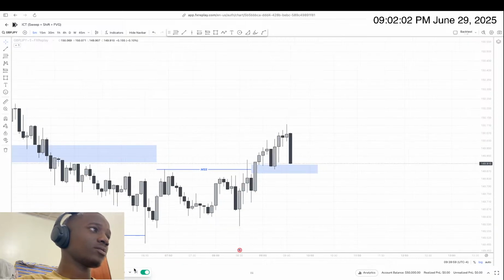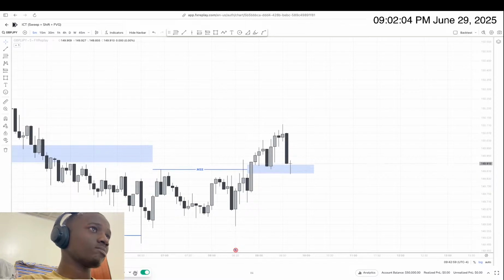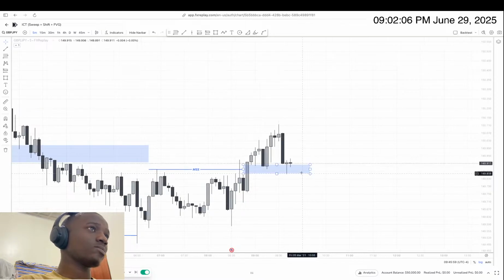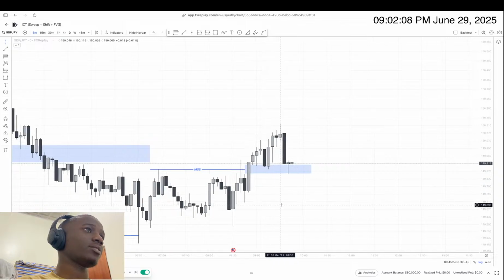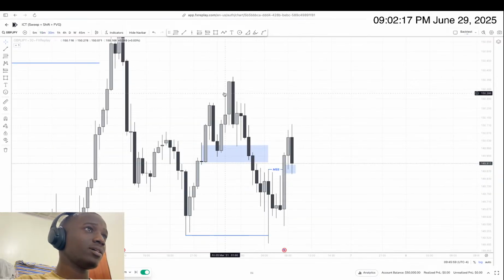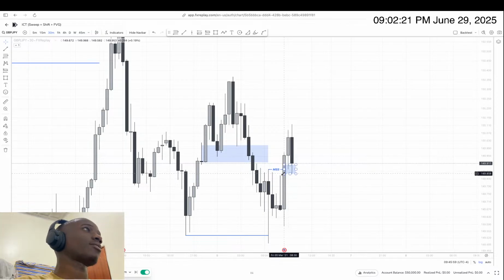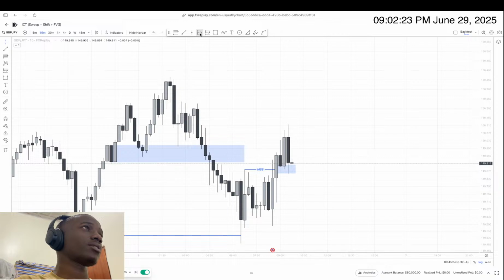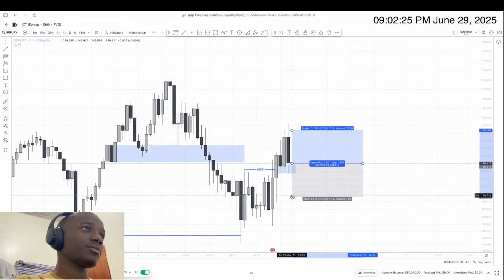Okay, you can see how we're rejecting this level. And on the 15-minute, I don't know why this trade doesn't look bad, and it's a retracement into the gap on the 30 minutes. So let's take this trade. This will be our first trade.